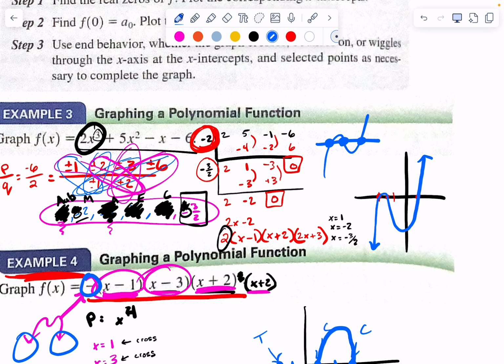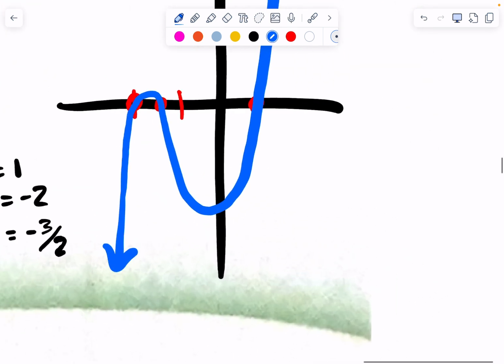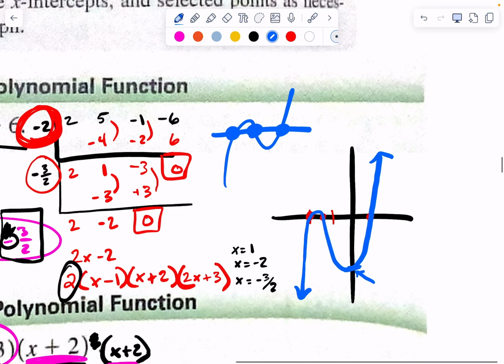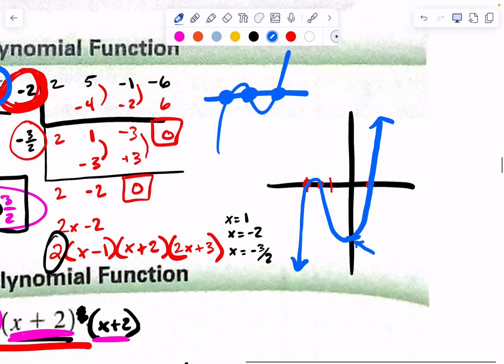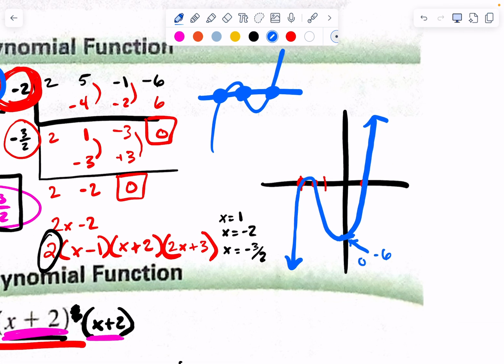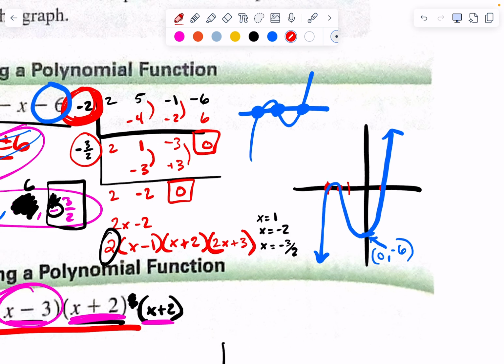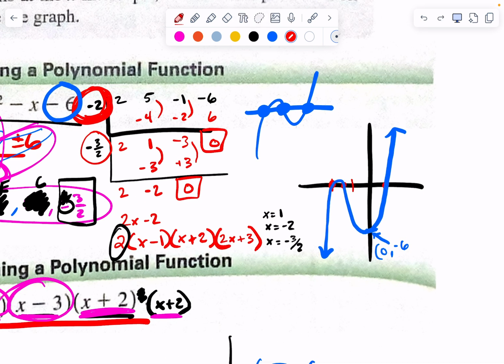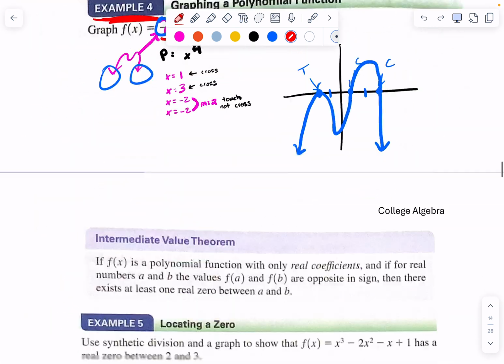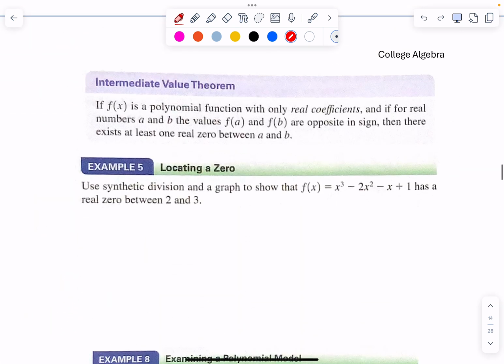Oh, we do know what this point is right here. It's negative 6, because negative 6 is the y-intercept. So 0, negative 6. We could add that point in there if we wanted to. It gives us a little bit more information. How do I find out how tall or how steep it is? You'd have to plot points, and we don't want to do that. We just need the general shape of the graph, so that's fine. All right, let's go to example 5.